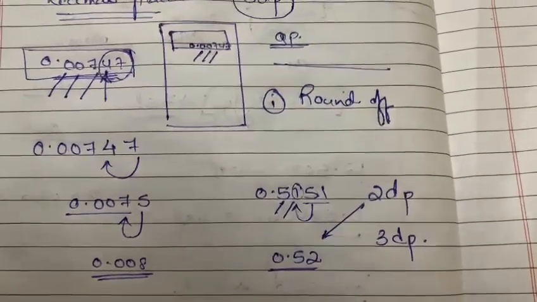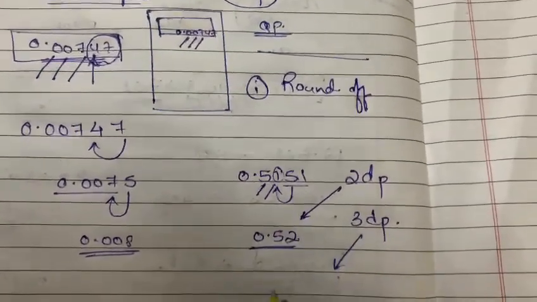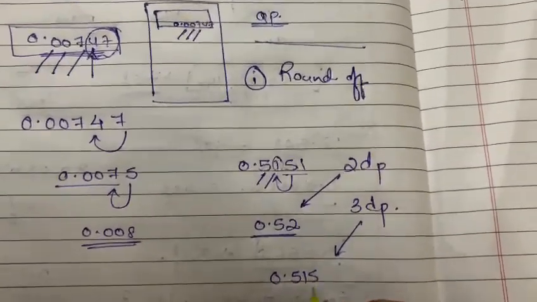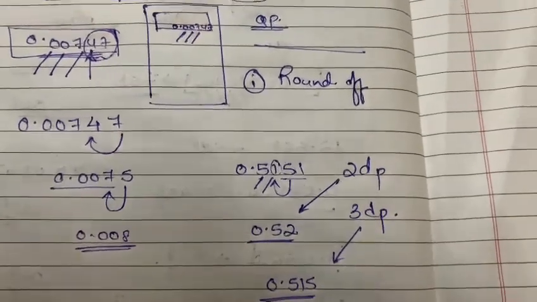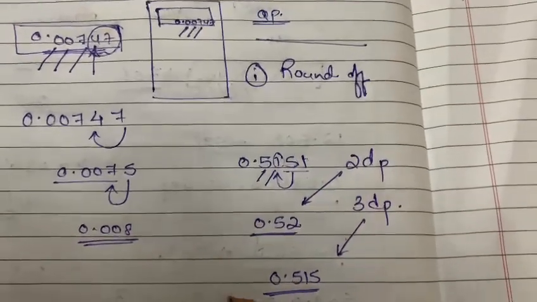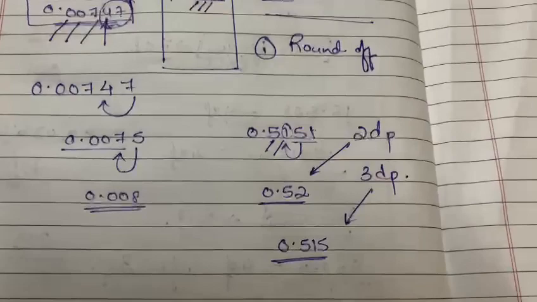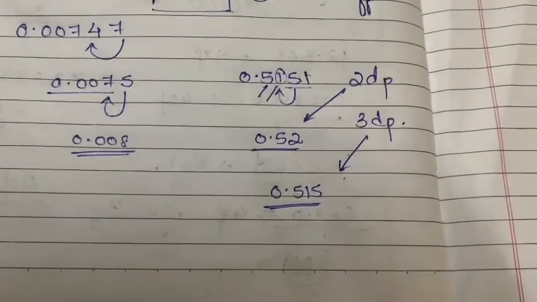I have rounded off and written it up to 2 decimal places. After that, when I write the answer to 3 decimal places, so 0.515 will remain as the answer. Why will it remain? Because here there is 1. 1 is going to make it remain the same and it is not going to increase it. So this is how you write the answers to the given decimal places.